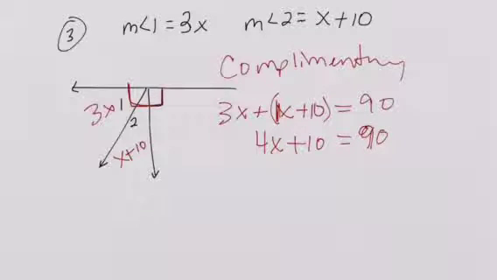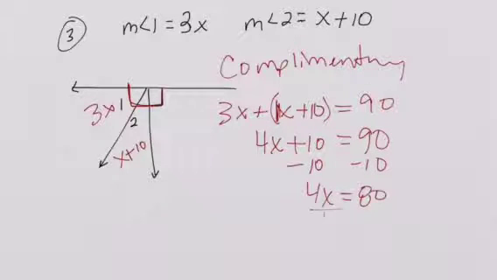Is the variable on the left? It is. Is it by itself? It's not. So we're going to need to zero pair the 10. So 4x is equal to 80. Divide by 4, x is equal to 20.